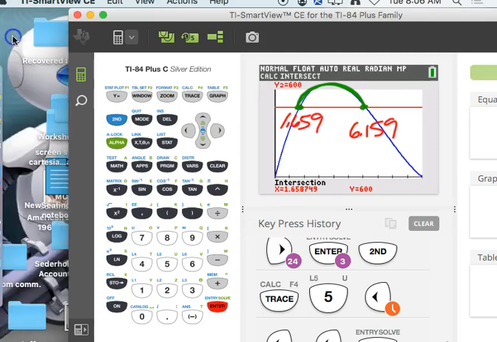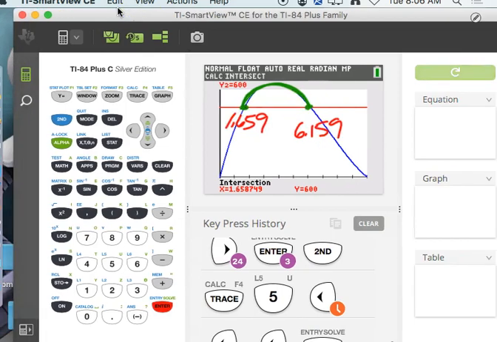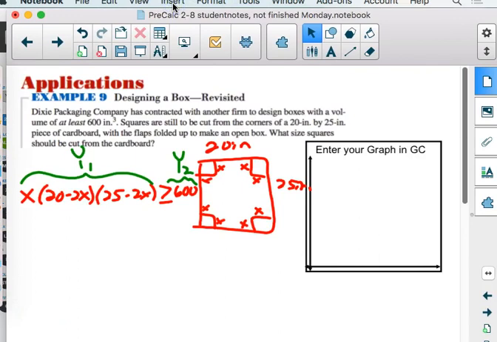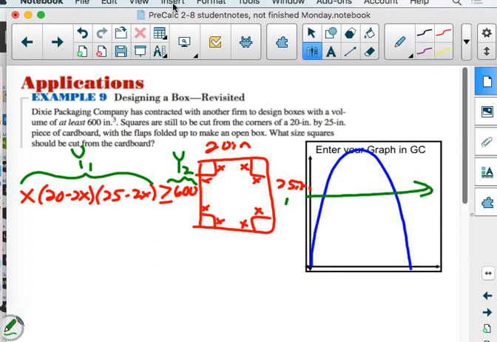So back to the paper. And when we graphed it, it looked like that. 600, looked something like that. And the two numbers we had were 1.659 and 6.159. Interesting set of numbers there.